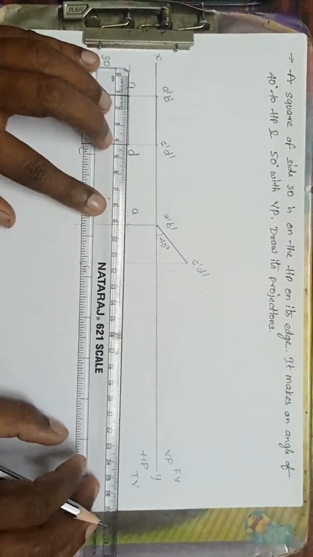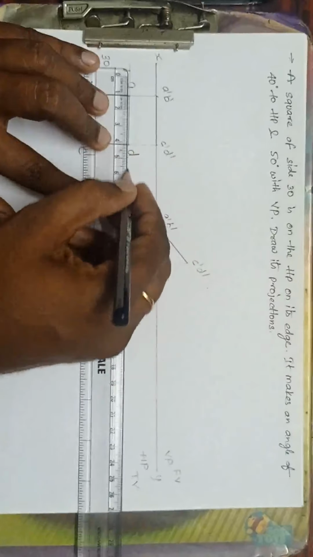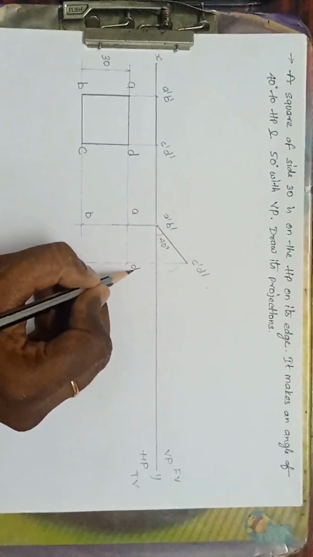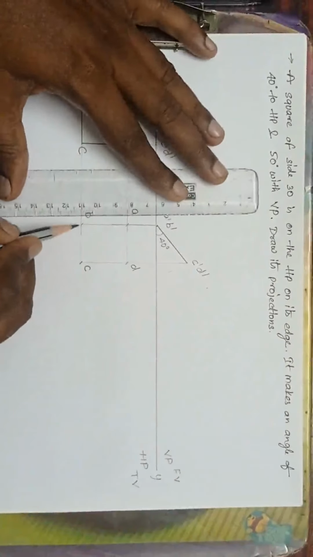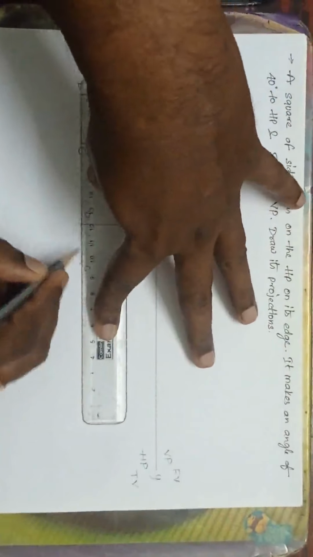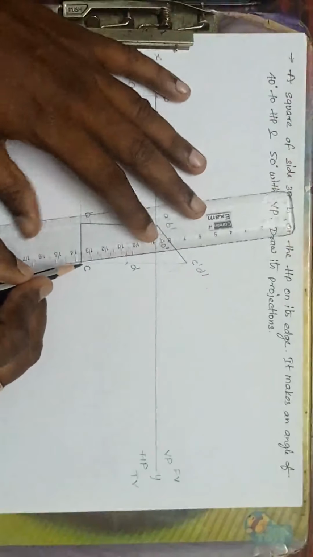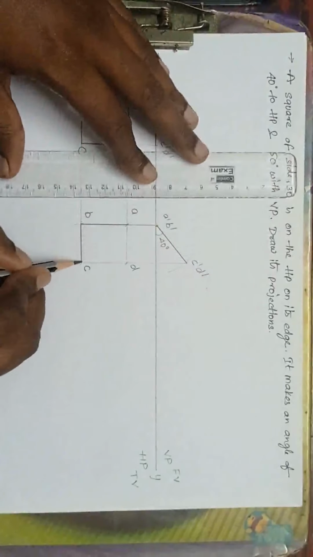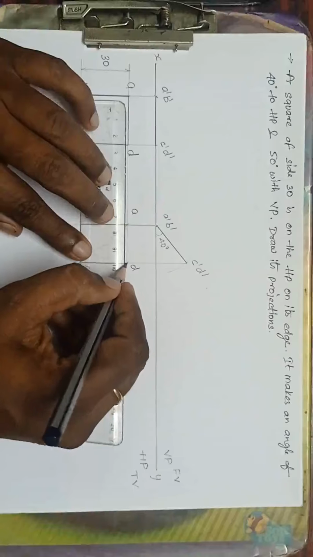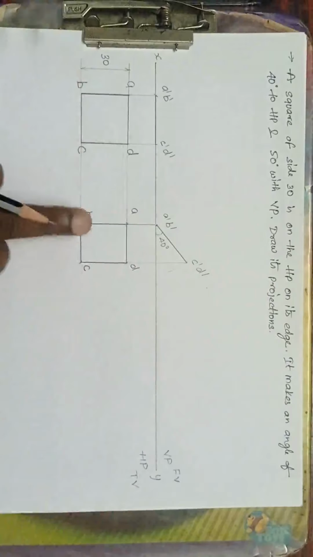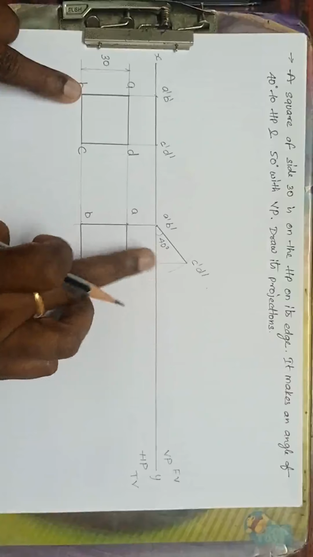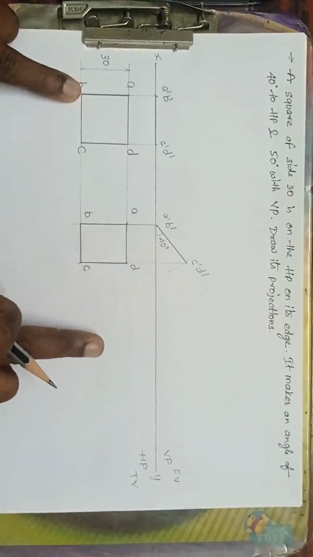Next, from D drop the horizontal line. Now this is D. Now join this one. Make this dark. This is AB. This is CD. Now this is BC. This is CD, and this is DA. Now I have made this square inclined at 40 degrees. See, inclined with HP. Next, I have to make the inclination with VP now.